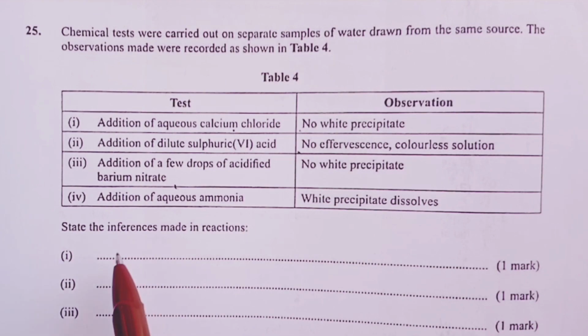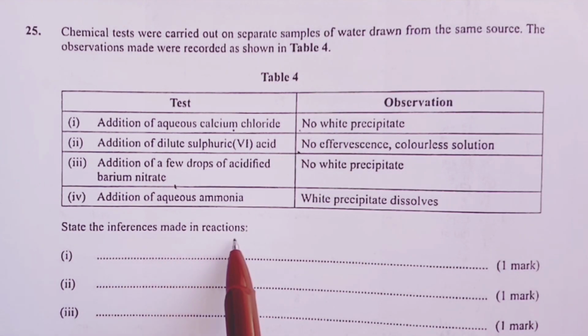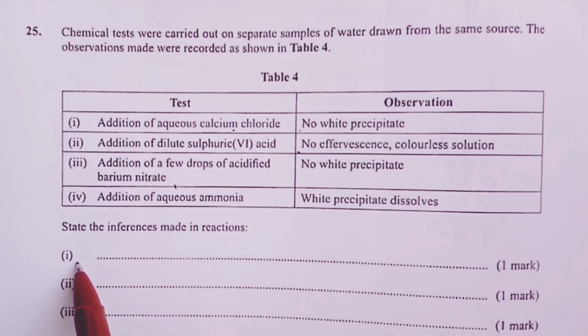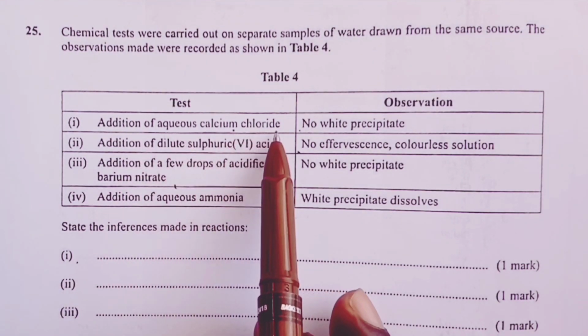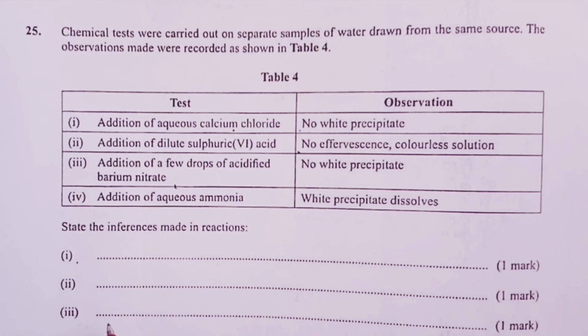So we are being asked to state the inferences made in the reactions, starting with the first one. So on the first one, we added aqueous calcium chloride, and there was no white precipitate. Our inference would be lead ions, silver ions. These are chlorides that would have formed a white precipitate.